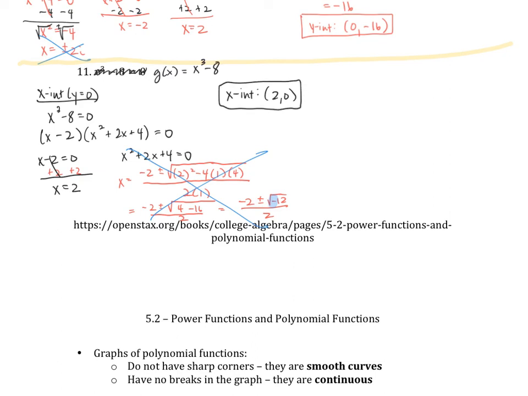Okay, and now we're going to have the y-intercept. That's when we let x be 0. So we will have y equals 0 cubed minus 8. That's just going to be negative 8. So the y-intercept is (0, negative 8). All right, so that should give you some examples to look at for finding the x and y intercepts in several different scenarios.